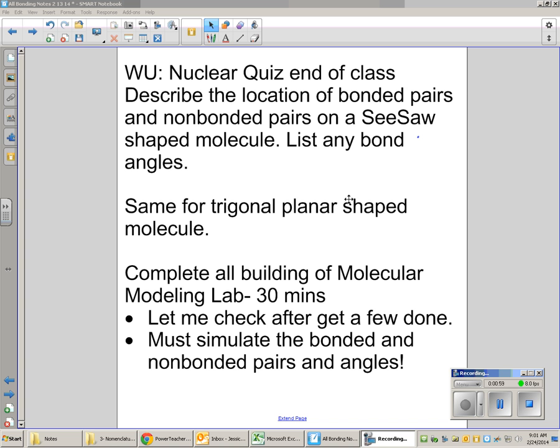What's that on top word though? Axial, that's what I want you to tell me. Okay, so there are 2 on the axial plane and then 2 on the equatorial plane. Less than 120 degrees, because the lone pair pushes. Alright, you guys are really good at visualizing this, those of you answering.